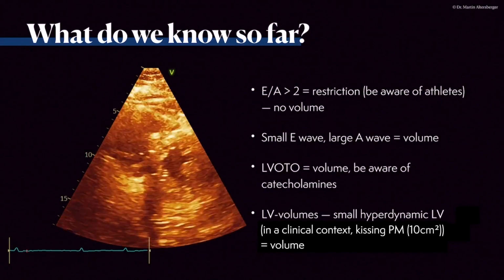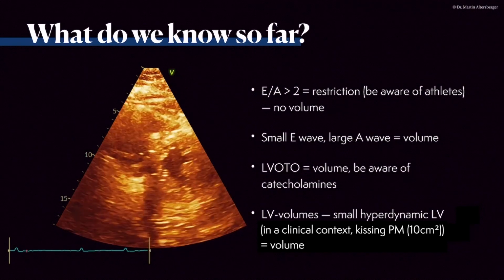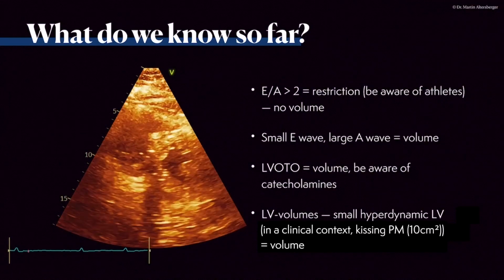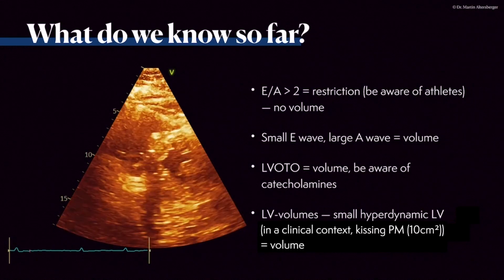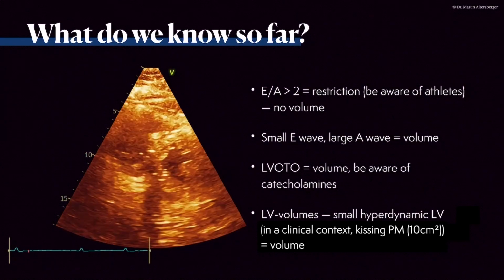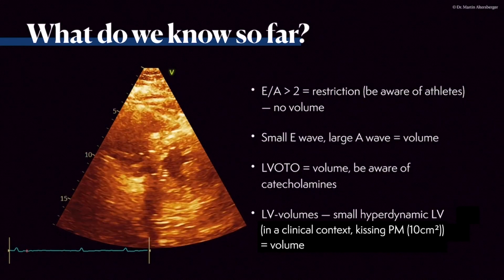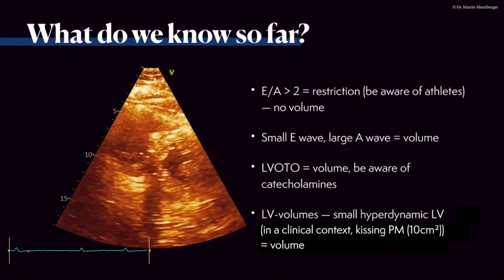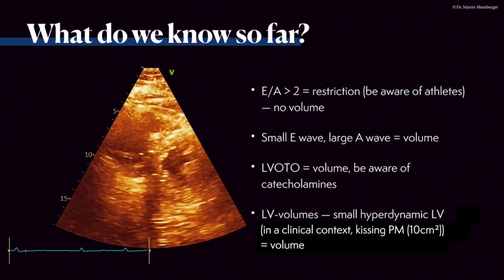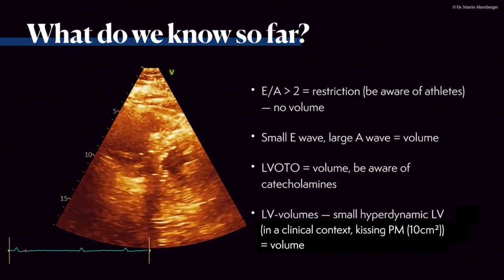So what do we know so far? I want to emphasize again, E to A above 2 shows restriction. Be very careful with volume. The small E wave, the very large tall A wave shows you most likely there is more volume needed. Of course, the IVC and the lung ultrasound have to be concordant. The LVOT obstruction shows you that this patient will more likely need volume and you have to be really careful with catecholamines to not worsen the LVOT obstruction.